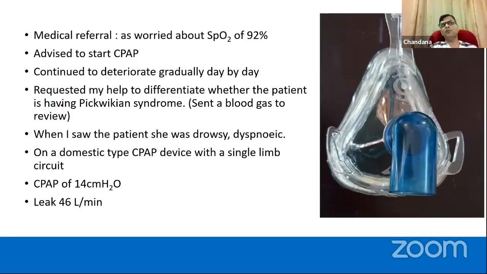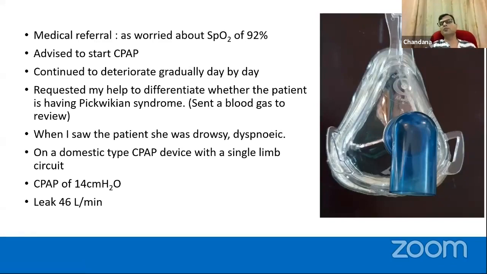Nobody tried to intentionally harm the patient, but they had taken the mask from the ICU because the ward people also needed a mask. So this mask was supposed to be in the ICU. This is called a non-vented mask. There is no way of exhalation, and the patient was connected to a single limb circuit where there is no other way of exhalation. So they had been tightening the mask to the patient's face, and the patient was getting exhausted and even about to have a respiratory arrest because the patient was too exhausted.